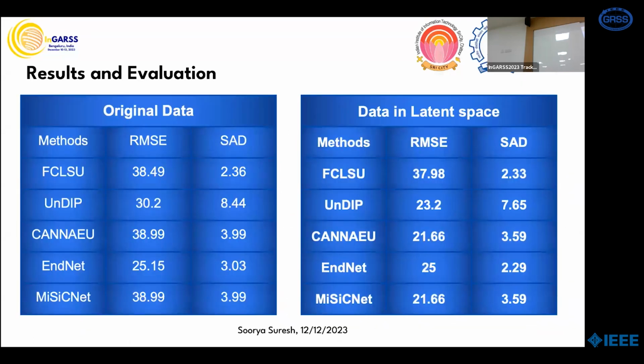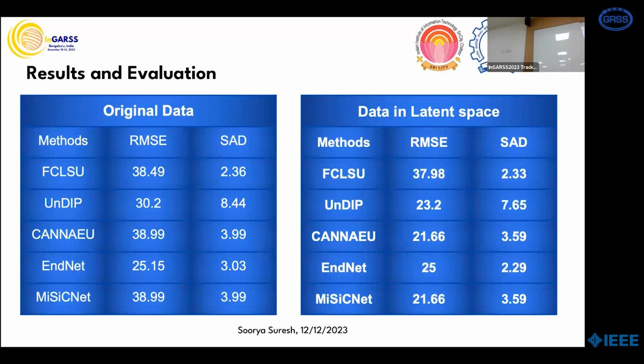As an evaluation procedure, we are using RMSE and SAD. RMSE is a metric used to assess the accuracy of abundance estimation in unmixing. The lower the RMSE, the higher the accuracy in quantifying the contribution of the endmembers. Then SAD is another metric used to measure the difference between estimated endmembers and the reference endmembers. The smaller the value, the better the result we expect.